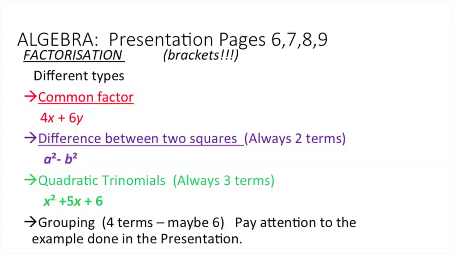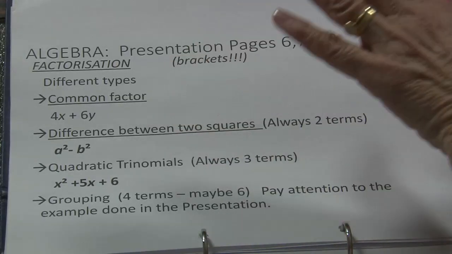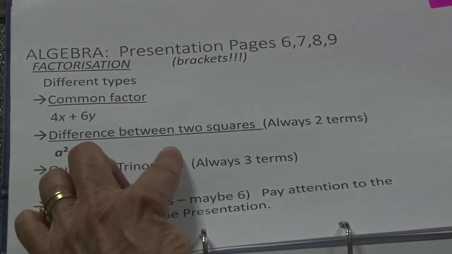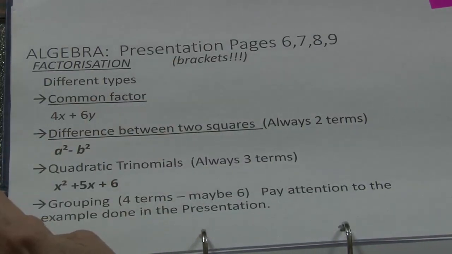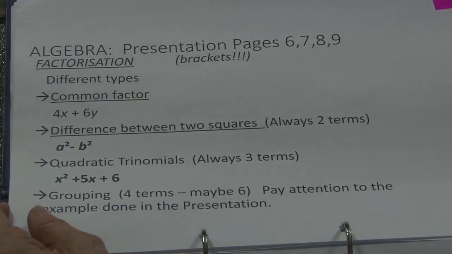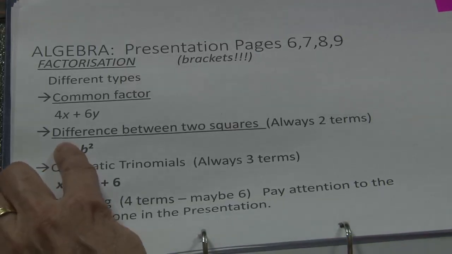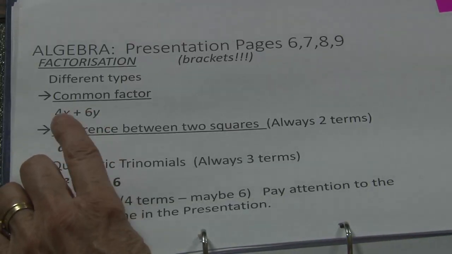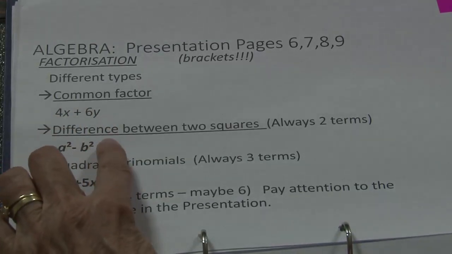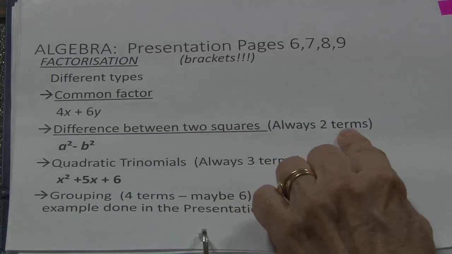There are different types of factorization. You always look for the common factor in the first place. Then there's another type, difference between two squares. It's always two terms, and remember, difference. So it's a minus sign, difference between two square numbers, like a squared minus b squared, or a squared minus 4b squared. It's always two terms.